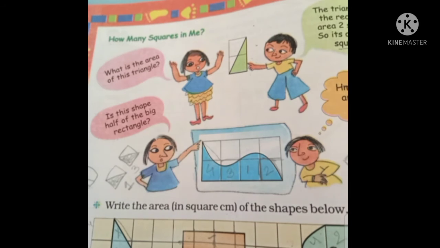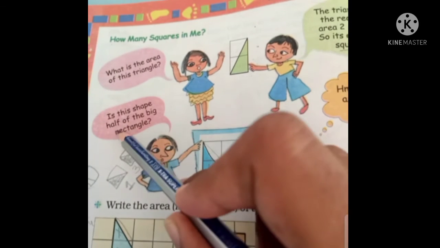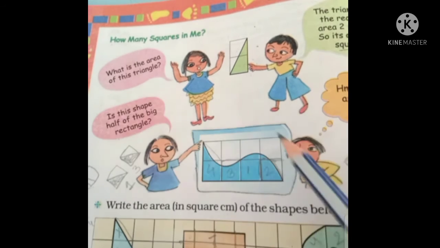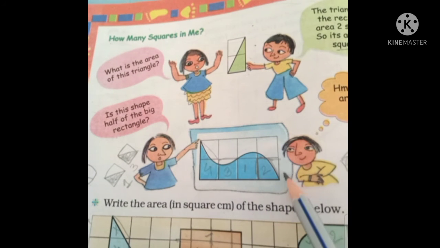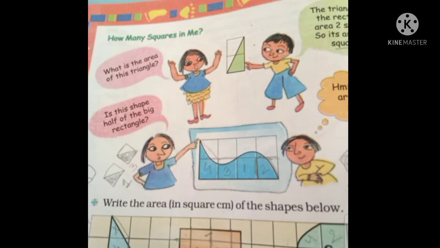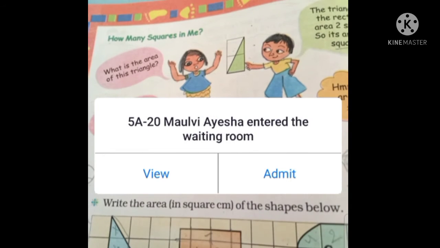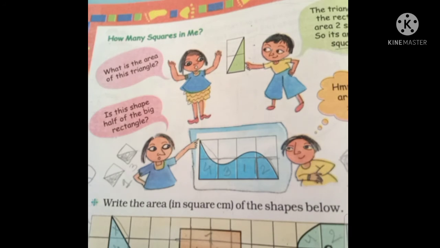Is this square half of a big rectangle? Can you see this? This is the rectangle, and can you see this shape which is half of the big rectangle? So what to do? How can we find out if it is half or not? When we count the area, then we come to know whether it is half or not. See here, its area is dash square centimeter.